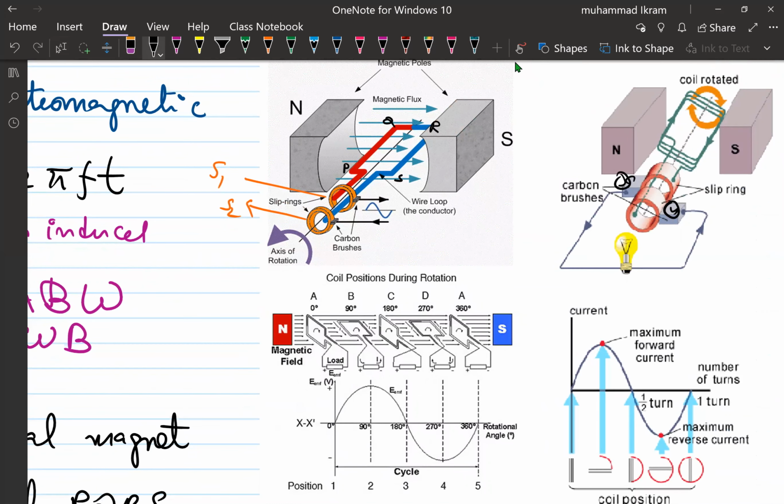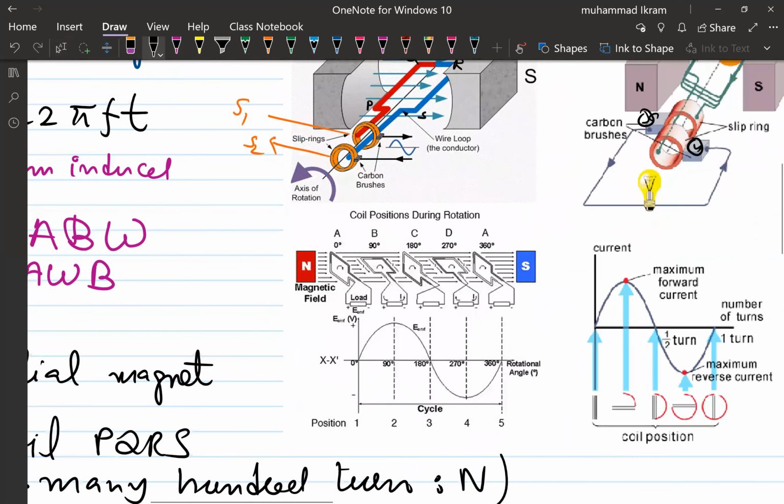As the coil is rotating, there will be a change of flux through the magnetic field, and that change of flux will cause the induced EMF to be produced, and that induced EMF will then be passed on to the external circuit.